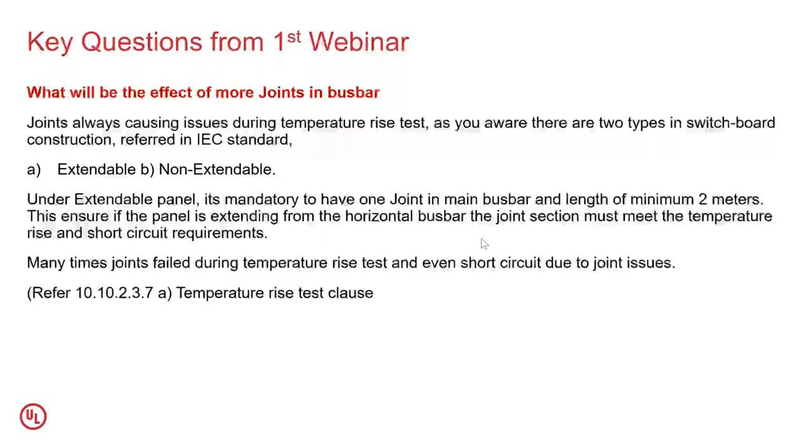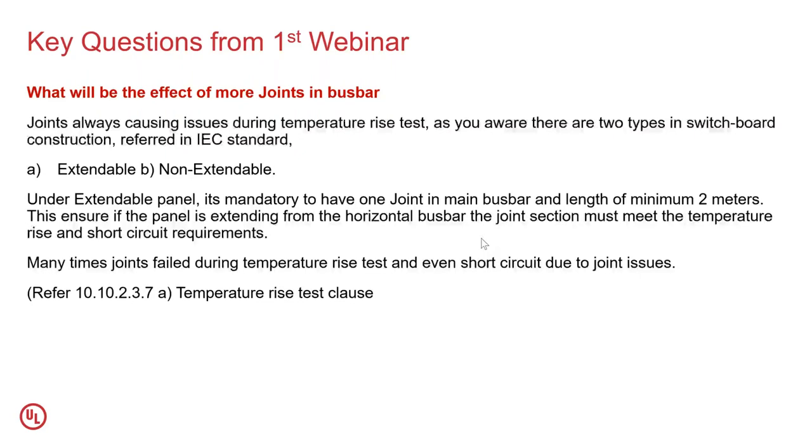The next question is, what will be the effect of more joints in a busbar? Joints are always a weaker section. Because of workmanship, if there is a problem in the joint, it causes a huge problem during the temperature rise and short circuit tests.